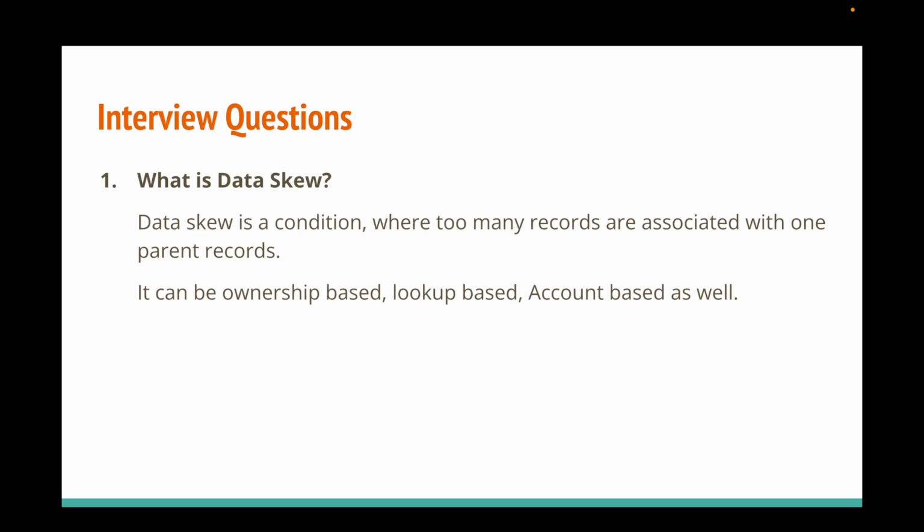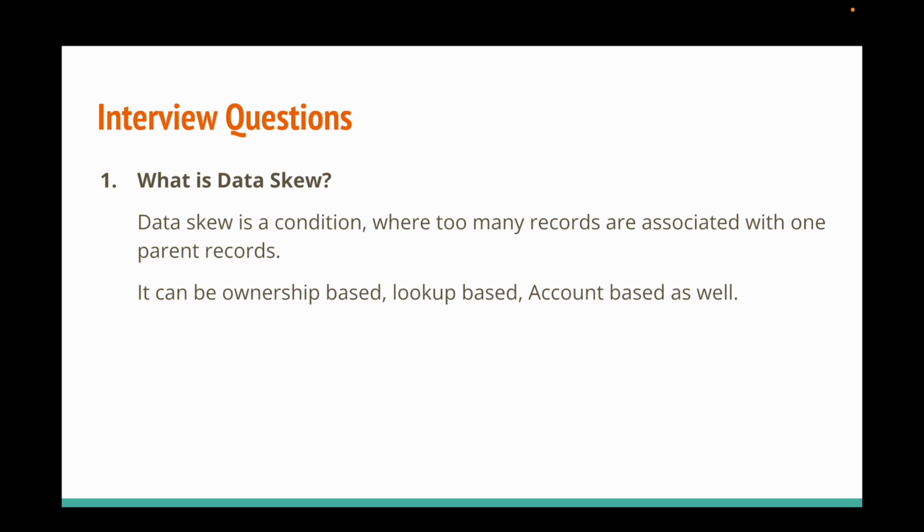And why is it defined as a condition? Because it could cause some kind of problem while working with large data setups. Suppose in thousands or tens of thousands, if we have that many records associated with one parent record, it could be a very big problem. It can be ownership based, lookup based, or account based. The example I told you is lookup based, and as its name suggests, ownership based could be if the owner is the parent record and it has multiple child records, and likewise with account based. So I hope you get it.